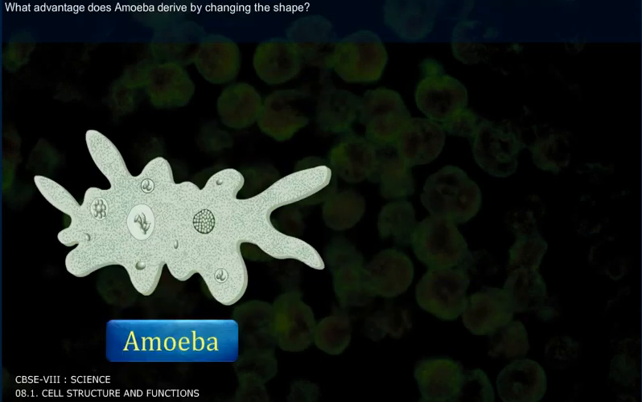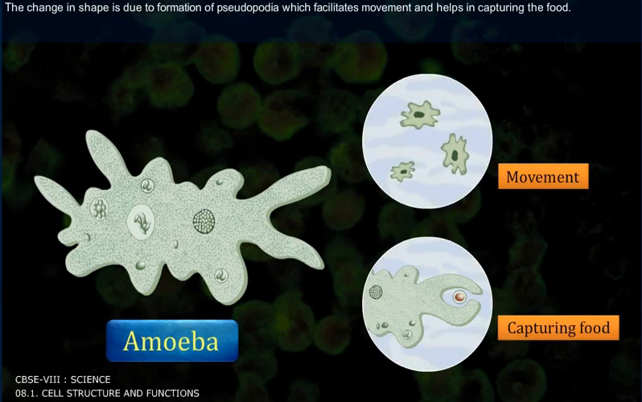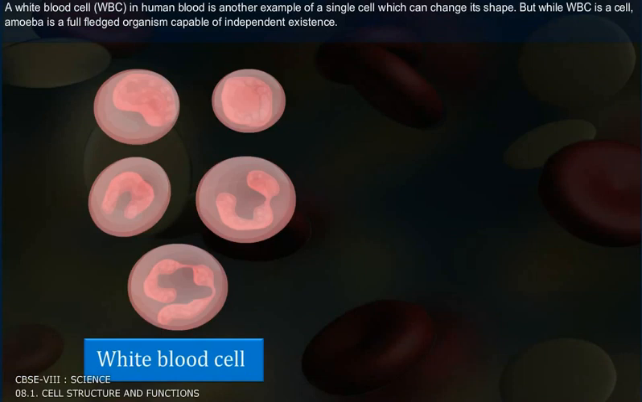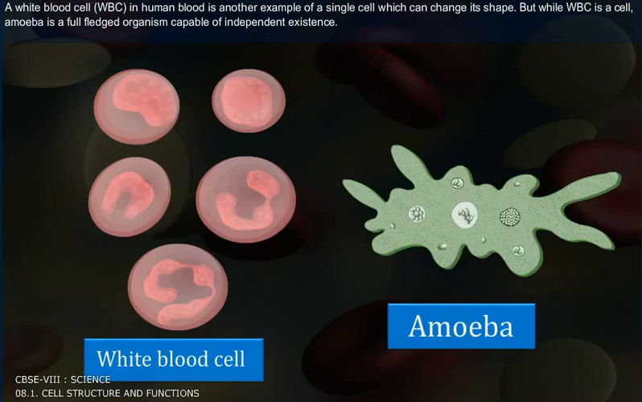What advantage does amoeba derive by changing the shape? The change in shape is due to the formation of pseudopodia, which facilitates movements and helps in capturing the food. A white blood cell, WBC, in human blood is another example of a single cell which can change its shape. But while WBC is a cell, amoeba is a full-fledged organism capable of independent existence.